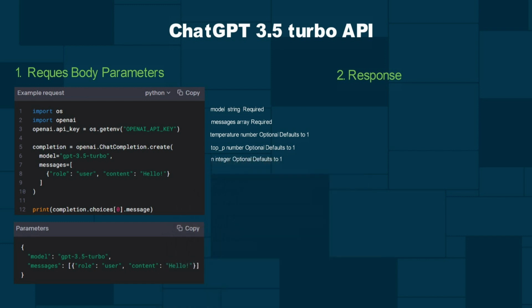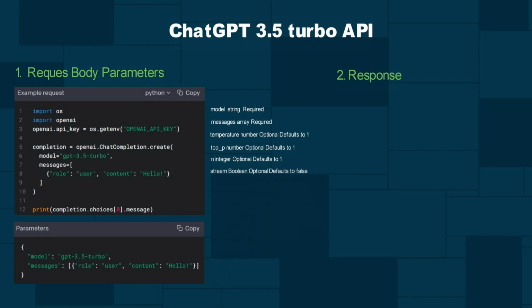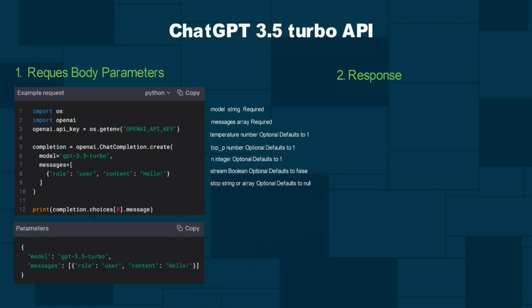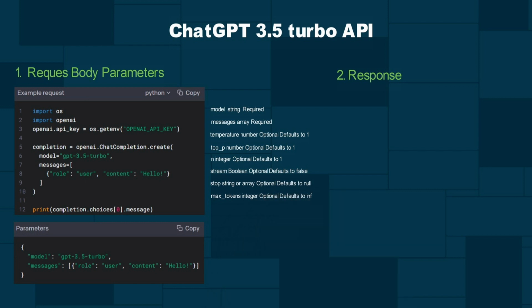N, integer, optional, defaults to 1. How many chat completion choices to generate for each input message? Stream, boolean, optional, defaults to false. If set, partial message deltas will be sent, like in ChatGPT. Tokens will be sent as data-only server-sent events as they become available, with the stream terminated by a data: [DONE] message. Stop, string or array, optional, defaults to null. Up to 4 sequences where the API will stop generating further tokens. Max tokens, integer, optional, defaults to inf. The maximum number of tokens allowed for the generated answer. By default, the number of tokens the model can return will be 4096 minus the prompt tokens.